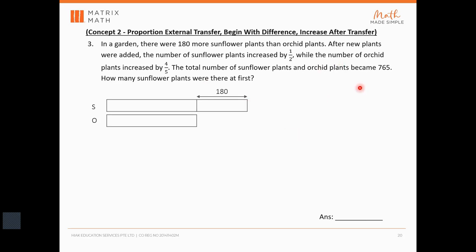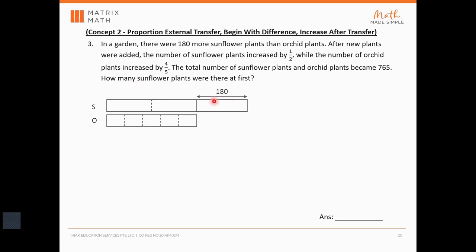You draw a model. There's 180 more sunflowers than your orchid plants. We are going to add now. Sunflower plants increased by half. So your sunflower plants here increased by half. So what is half of that? So you have your first unit and then you have 180. What do you get? Okay, so you just have this part first. Later we'll calculate half of 180.